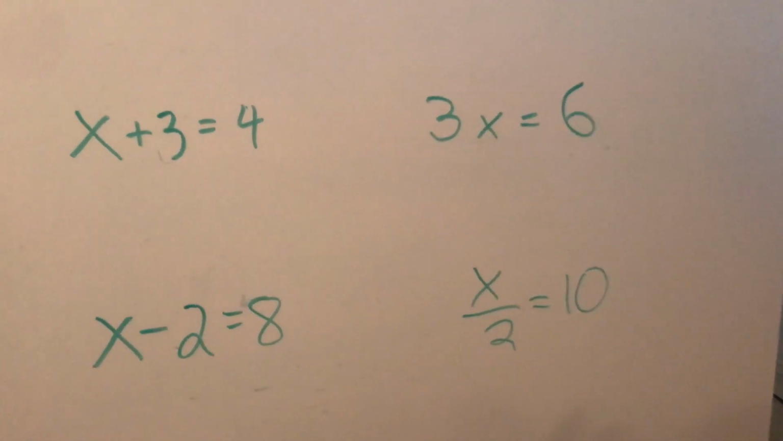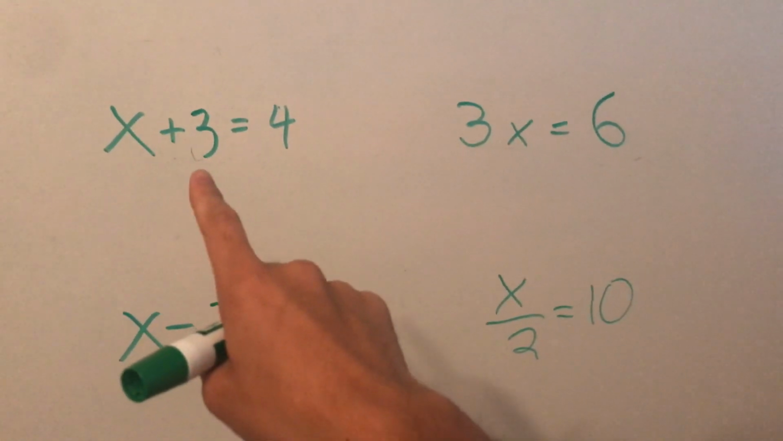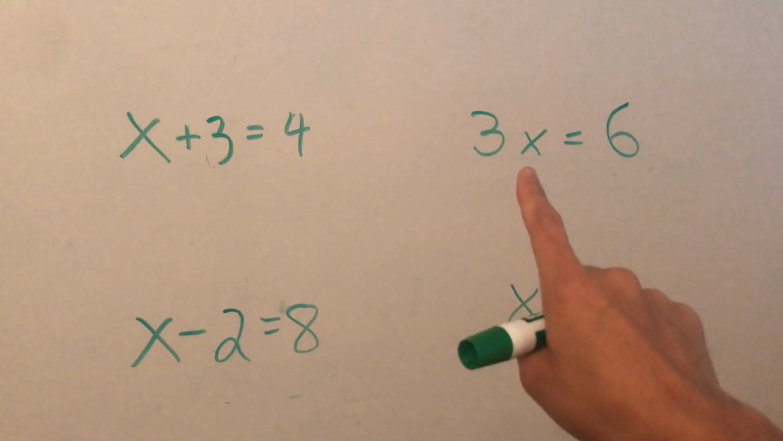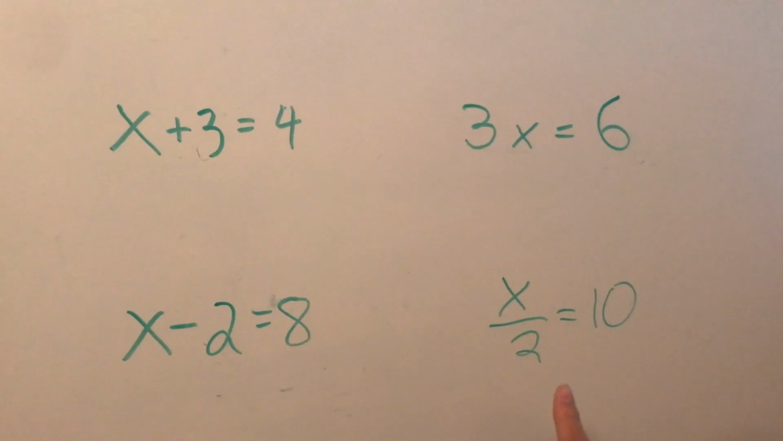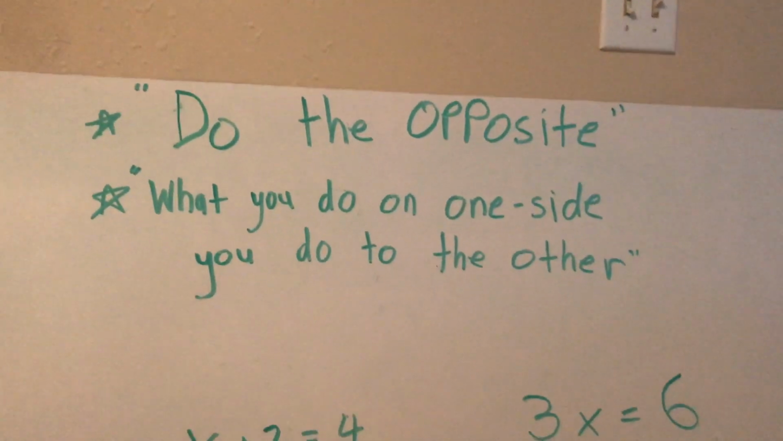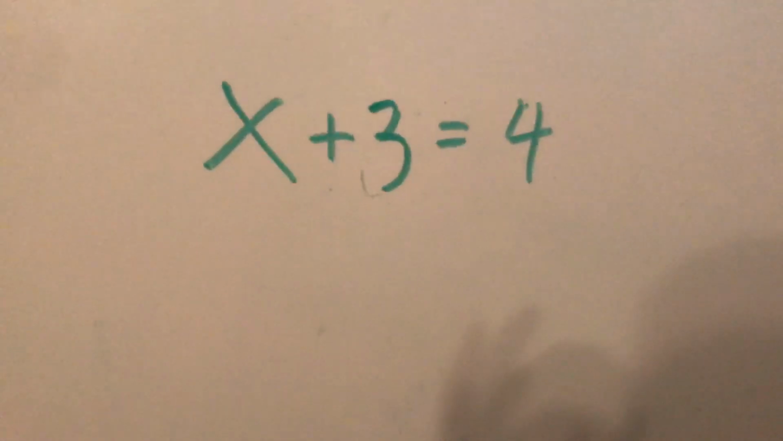There's 4 types of problems when solving one-step equations. Number 1, there's addition. Number 2, there's subtraction. Number 3, there's multiplication. And number 4, there's division. So, once again, do the opposite, and what you do on one side, you do to the other. Let's apply that to the addition problem.